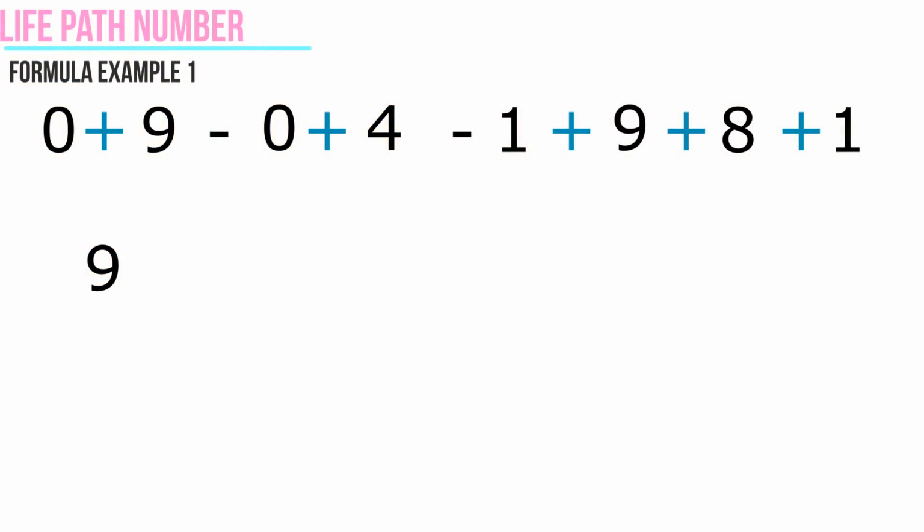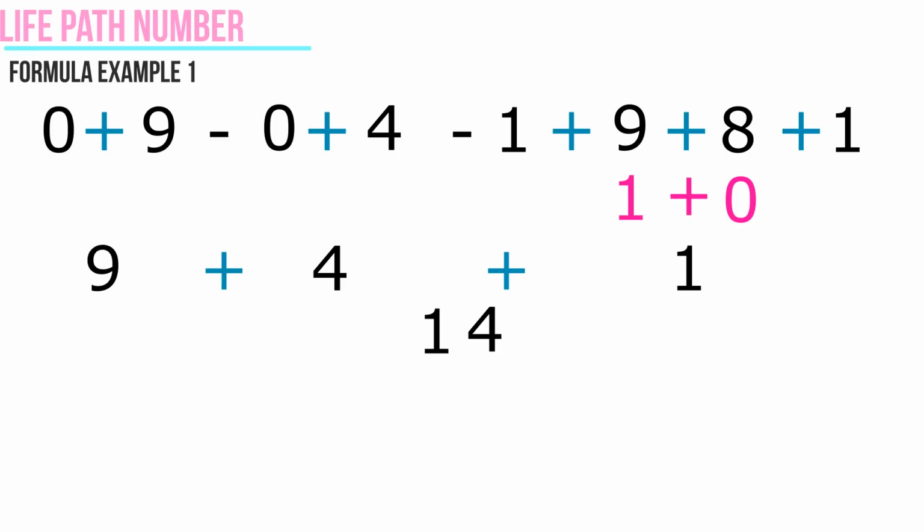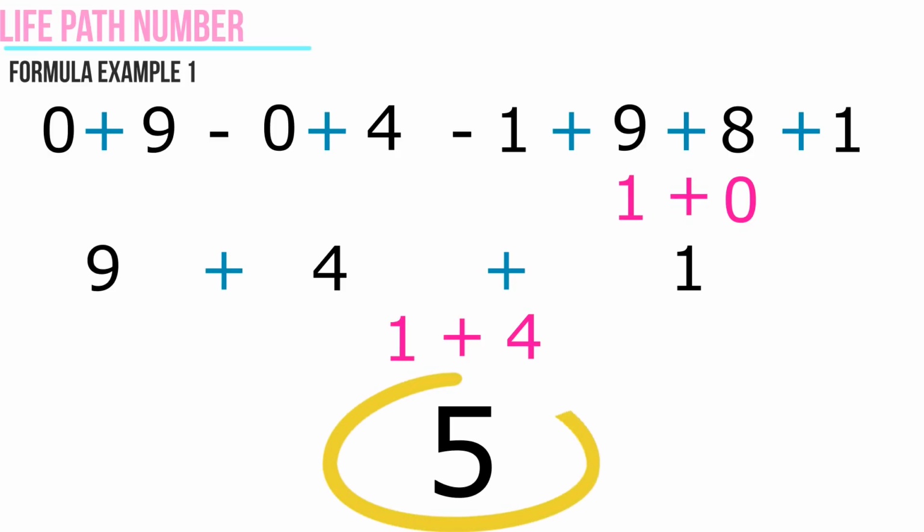We'll add the 0 plus the 4 and get 4, which is a single digit, so we're perfect there. And then we're going to add the 1, the 9, the 8, and the 1, which equals 19, and reduced, that equals 10. So to break it down even further, we're going to add the 1 plus the 0, and we get 1. So now we add up the single digit numbers that we have together. We add the 9 plus the 4 plus the 1, and we get 14. And we have to reduce that even further. So we add 1 plus 4, and we get 5. So her life path number is 5.